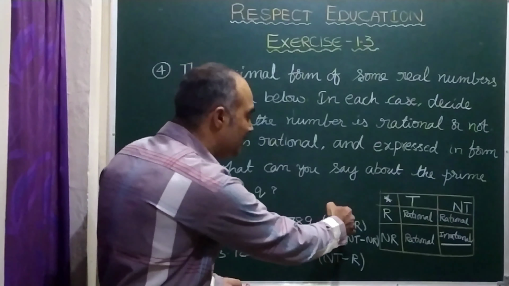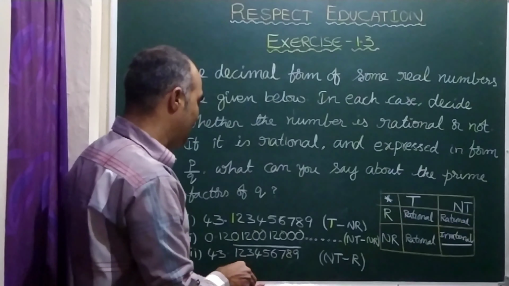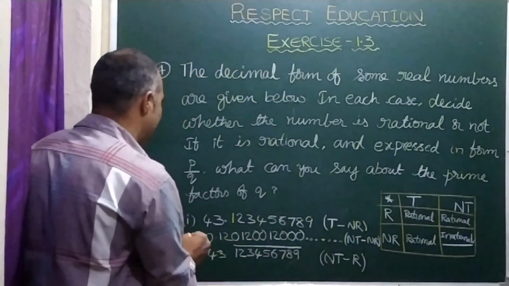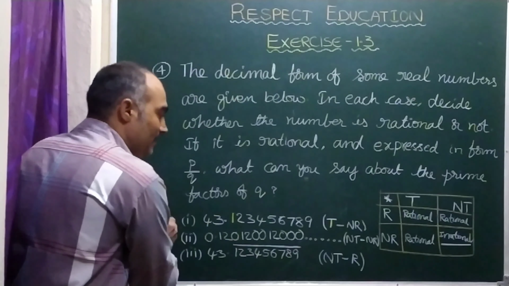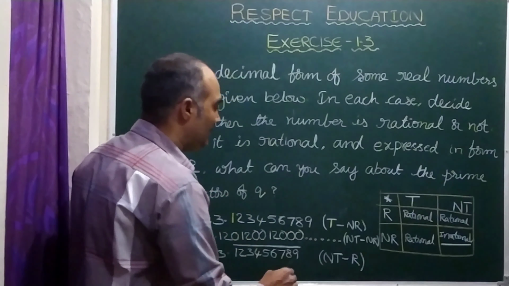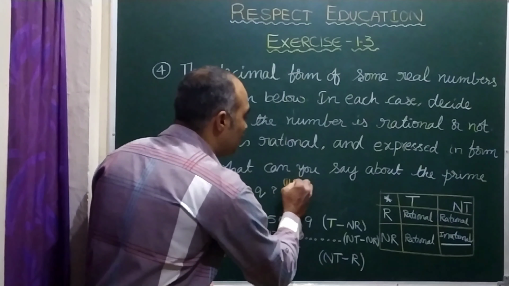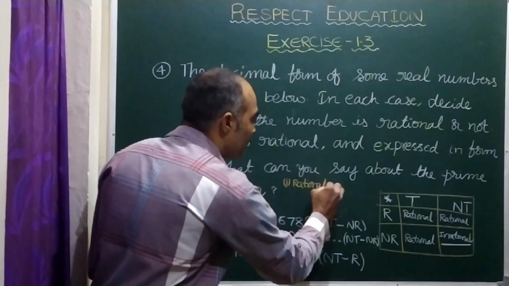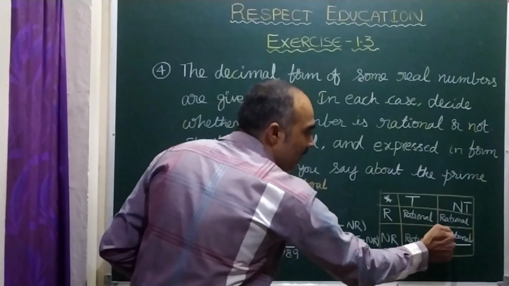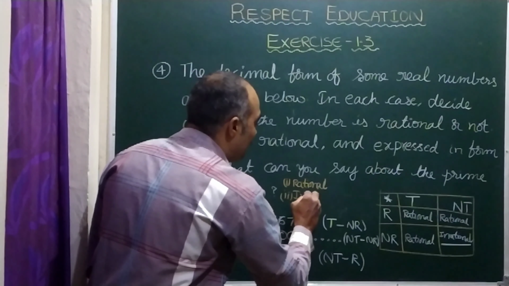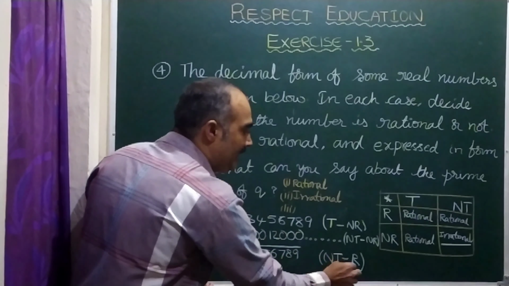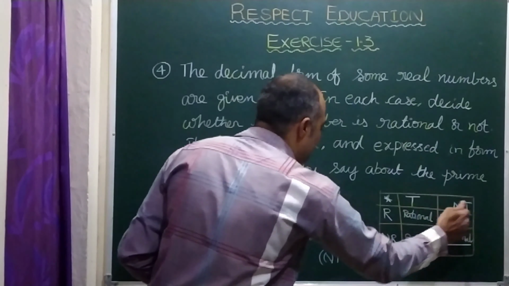Now you observe these cases with this table, children. See here, first one, terminating, non-recurring, it is rational. So here I am writing, first one is rational, right? And the second one, it is NT NR, it is irrational. So the second one is irrational. And the third one is NT R. See here NT and R, so this is rational.